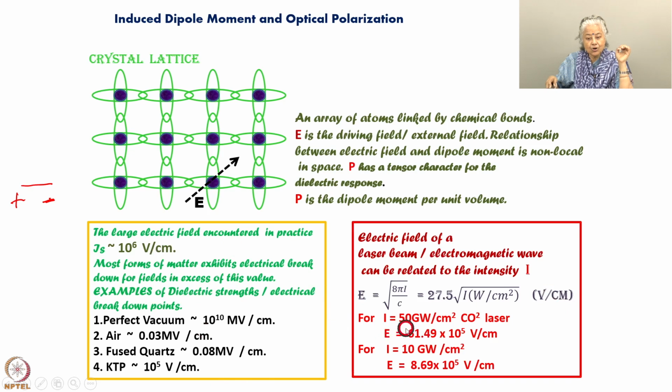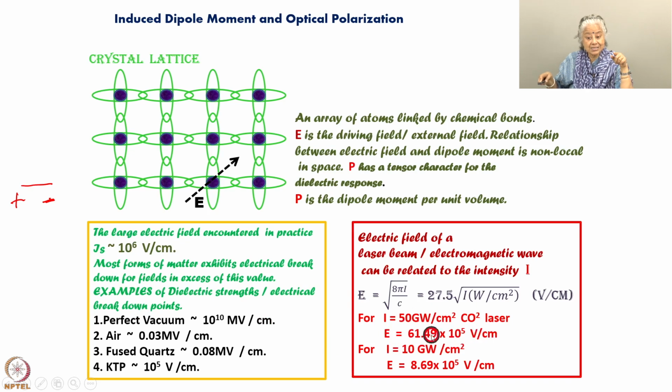So, for say an intensity of 50 gigawatts per centimeter square, which can be easily available from a pulsed carbon dioxide laser, the electric field associated with a beam of carbon dioxide laser at 10.6 micrometer will be 61.49 into 10 to the power 5 volts per centimeter. All you have to do is put that I value here and take the root of it, and you will come to this value. So, it is about 10 to the power 5 volts per centimeter, which is much less than 10 to the power 6 volts per centimeter, and you will get all the nonlinear effects by that.